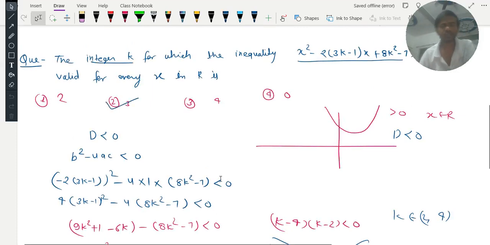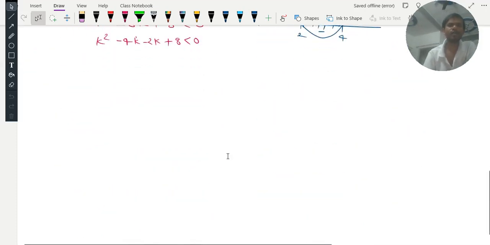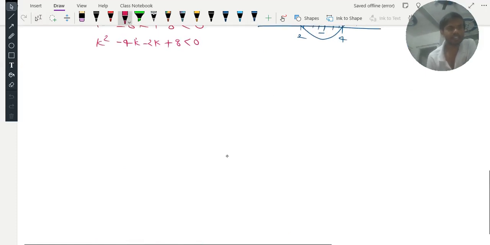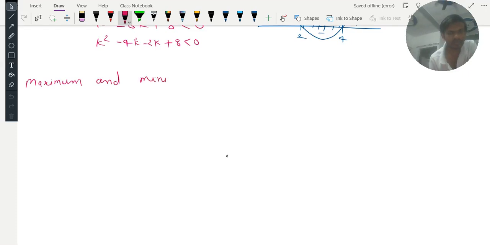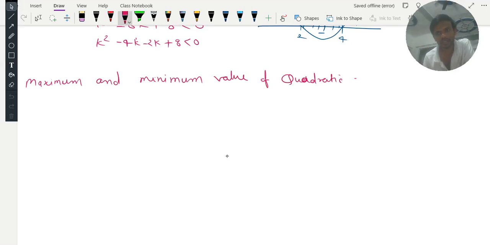This type of problem can be formed, so we have to solve this. Now another concept, the maximum and minimum value of a quadratic expression.